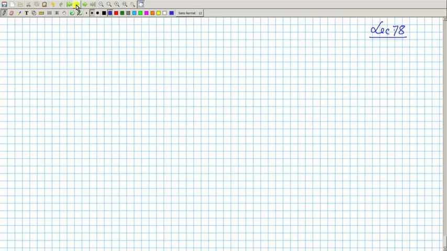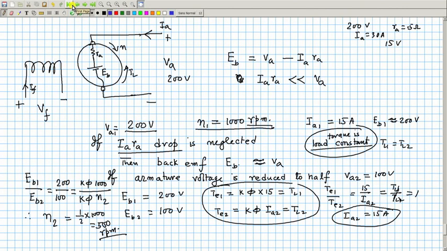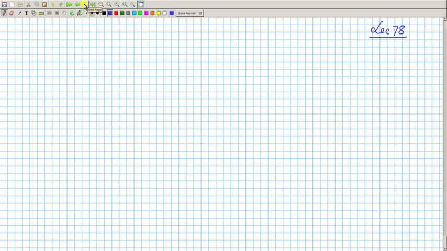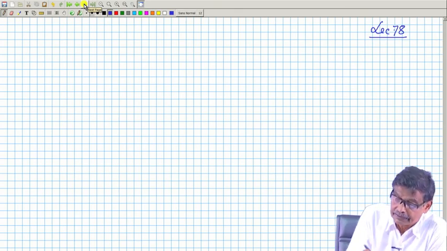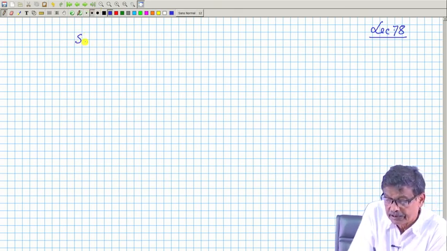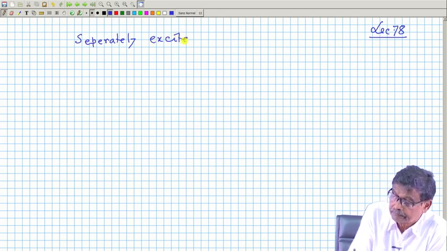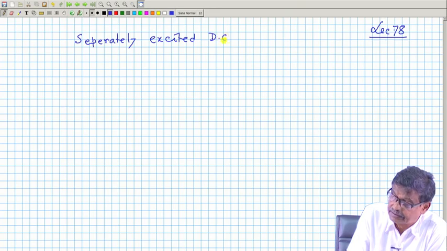In my last lecture I told you how to work out the problem for a separately excited DC motor, assuming the armature resistance drop is neglected, which makes it a very elementary calculation. Today, suppose armature resistance is there in a separately excited DC machine, how do we handle the problem? We are discussing the separately excited DC motor.